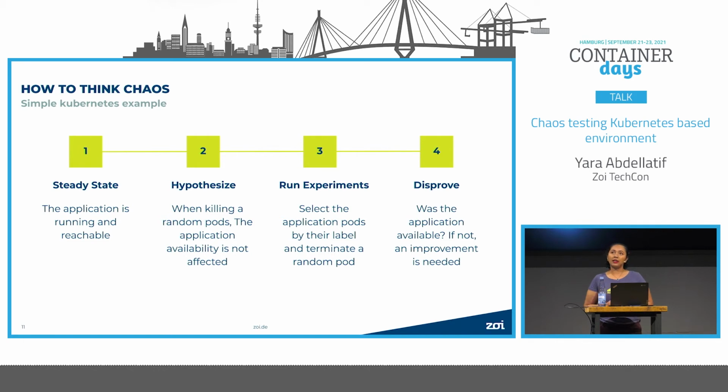My theory is that if I start killing random instances of that application, it will still survive. Then I will start running my experiment. I will select some random pods, maybe by their labels, and terminate them, and see the outcome. Was my application still available or not? And based on that, define if my system has any sort of vulnerabilities. Of course, this is a simple application.